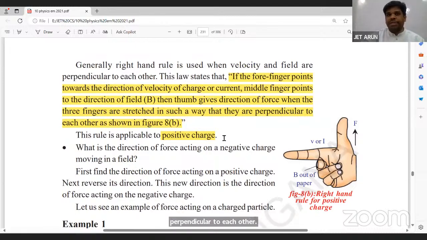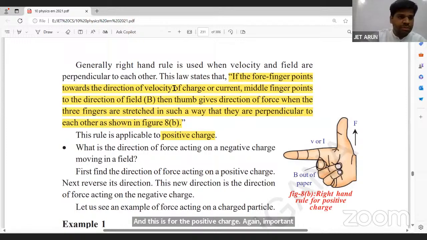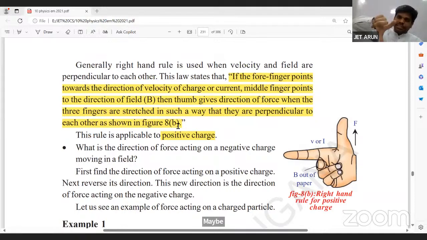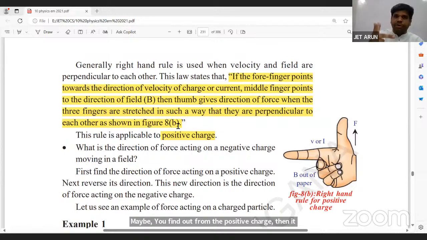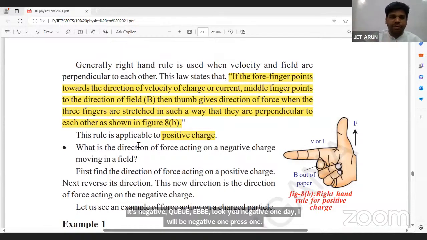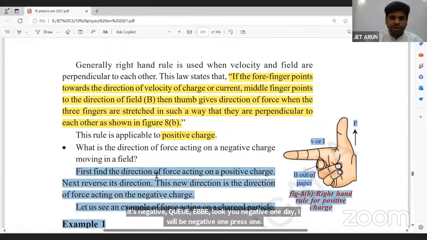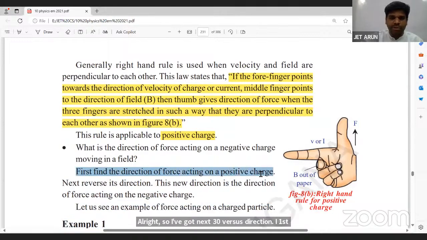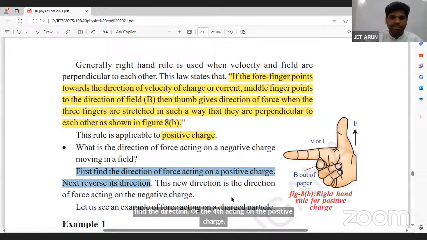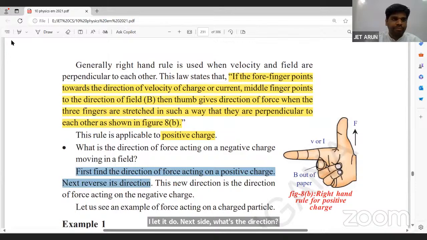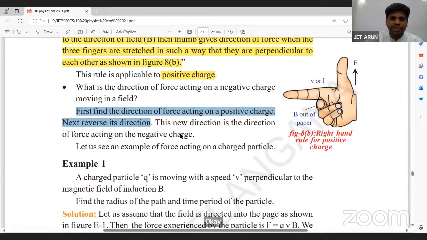Again, important question. Negative charge, what happens? You find out for the positive charge, then reverse the direction. Right hand rule is for the positive charge. But because it's negative, in F equals QvB, Q is negative, so F will be the negative of this one. So I first find the direction of the force acting on the positive charge, highlighted in blue. Next, I reverse this direction. That's the force on the negative charge.